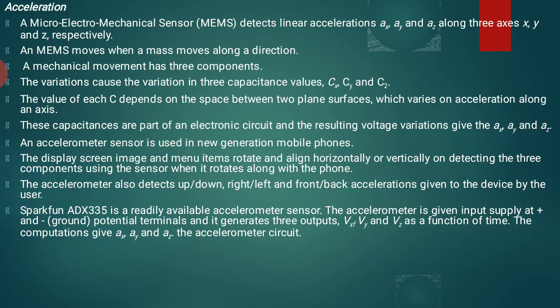The accelerometer also detects up, down, right, left and front, back acceleration given to the device by the user. So whenever you are moving your icon or your app from one position to another position, it identifies the directions in the form of up, down, right, left and front, back acceleration given by the user. If you are giving the direction, it is based on the accelerometer.